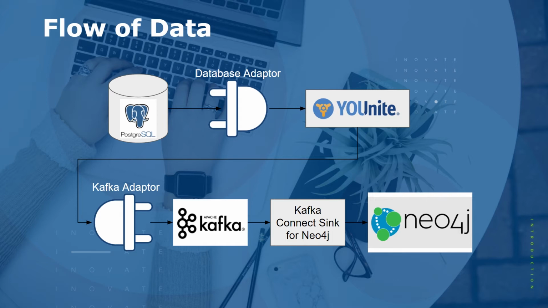The Kafka Connect sync for Neo4j reads the data event from the Kafka topic and converts it to a query, which is executed on Neo4j to add, update, or delete that record. The query that is executed is defined in the configuration of the Kafka Connect sync for Neo4j. This process all happens in near real time.